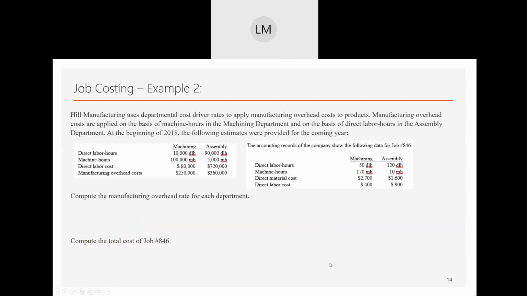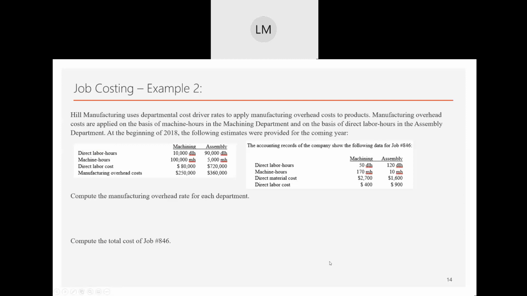Let's take a look at another example. And in this example, we're actually going to have two cost pools. So we're going to look at Hill Manufacturing. Hill Manufacturing uses departmental cost driver rates to apply manufacturing overhead to cost of products. Manufacturing overhead costs are applied on the basis of machine hours in the machining department and on the basis of direct labor hours in the assembly department.